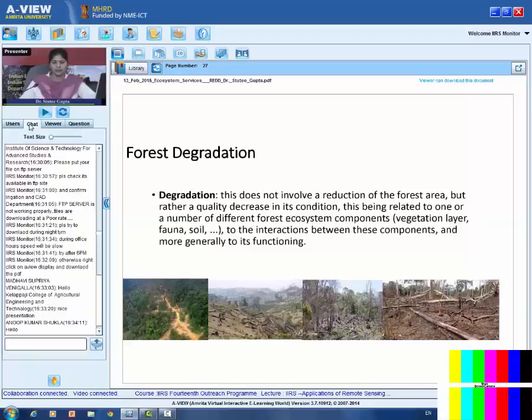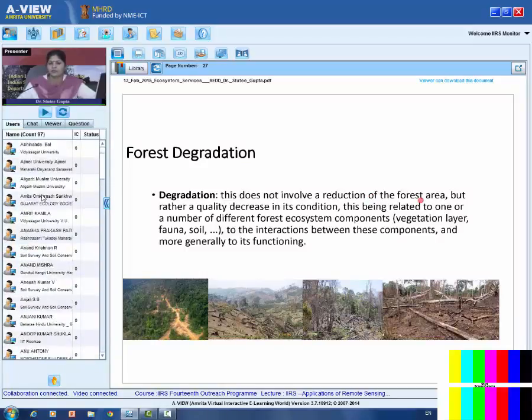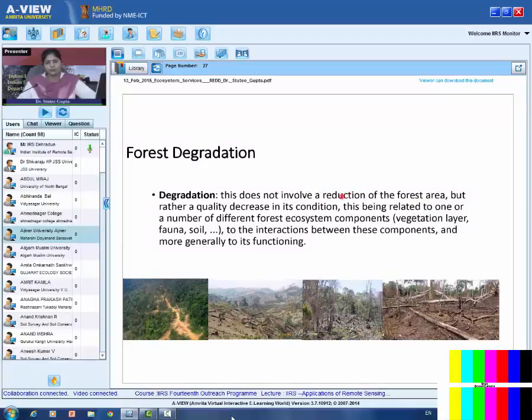Coming to another serious process which is happening due to human intervention: forest degradation. Here the very property of the forest is not changed. The forest remains forest, but it is degraded to the extent that its ability to provide services is reduced. So these are the two things we should seriously understand: deforestation and forest degradation.